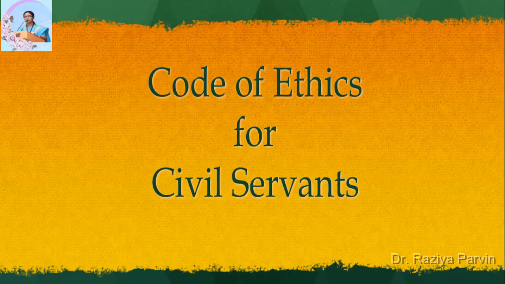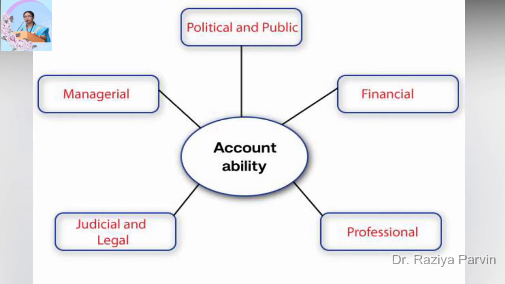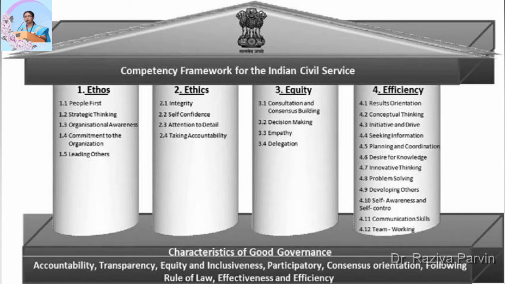Code of ethics for the civil servants: financial, professional, judicial, legal, managerial. The competency framework for the Indian civil service includes ethos, ethics, equity, efficiency. And coming to the characteristics of good governance, it should have accountability, transparency, equity, and inclusiveness. It must be participatory in nature, consensus oriented, following the rule of law, effectiveness, and efficiency.